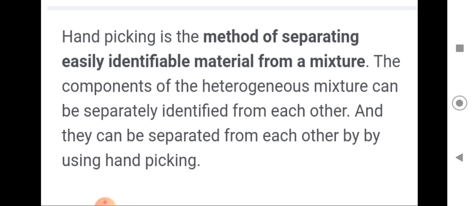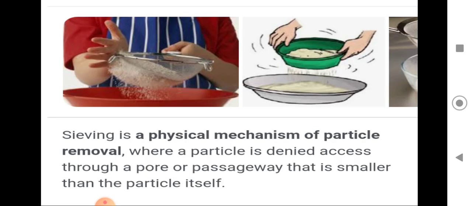Just now I said heterogeneous mixture. So one way of separating the heterogeneous mixture, because visibly you can see the components, is hand picking. Now you try to think about examples of heterogeneous mixtures in which hand picking can be utilized. Now you see, this happens in our home, right?